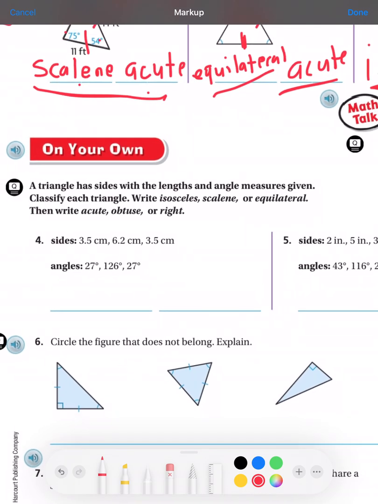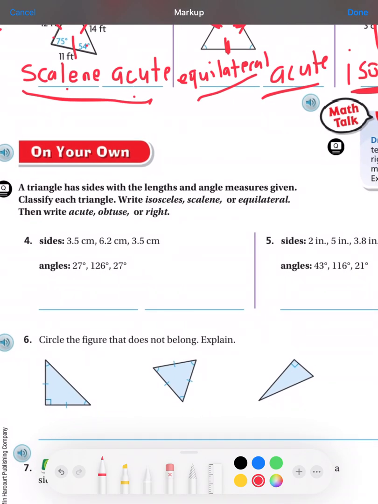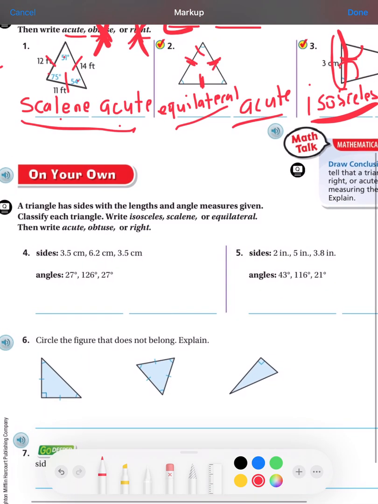Look at this. On your own, a triangle has sides with the lengths and angle measures given. Classify each triangle. Write isosceles, scalene, or equilateral. Then write acute, obtuse, or right. So we're going to classify them by side length and by angles. They haven't even drawn it. How on earth would we figure that out? We don't. They haven't drawn it.